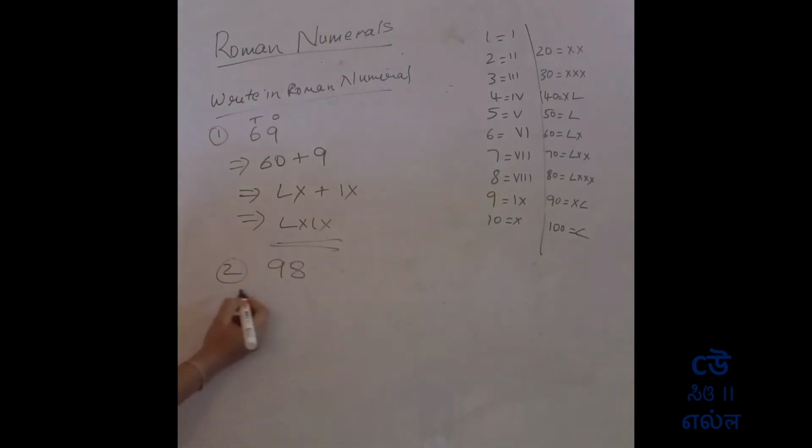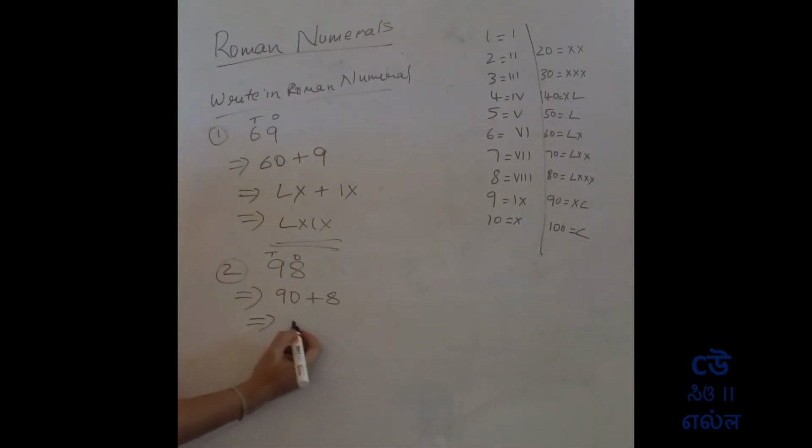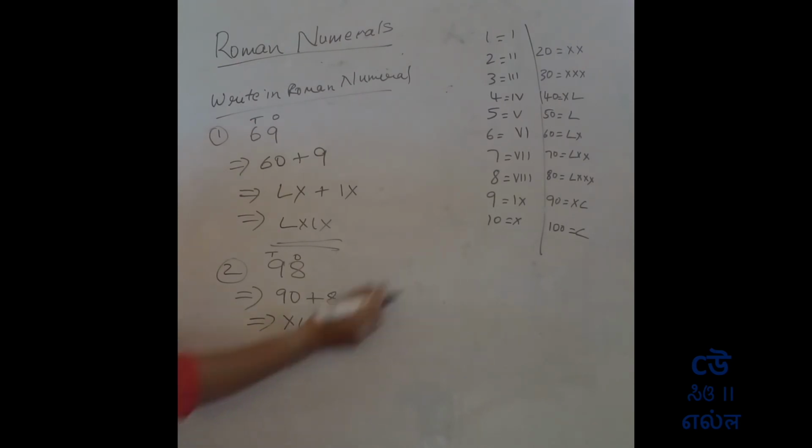Next, 98. So 98 they have given. So how will you split? The tens place will split as 90 plus the ones place you will write as it is. So 90, what is there? XC is there. 8, what is there?